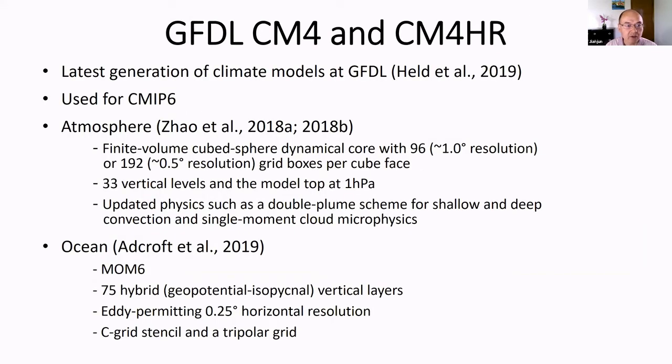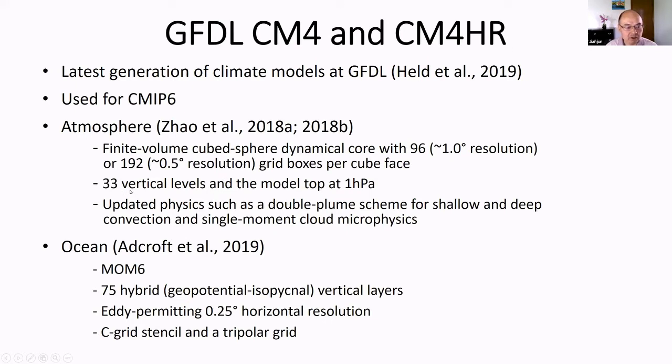Next, I want to focus on the new GFDL CM4 and CM4 high-res model results. CM4 is the latest generation of climate models at GFDL, and it has been used for the CMIP6 simulations. The atmospheric model uses the finite volume dynamical core with 1 degree resolution in the standard CM4 version and half degree resolution in the CM4 high-res HR version.